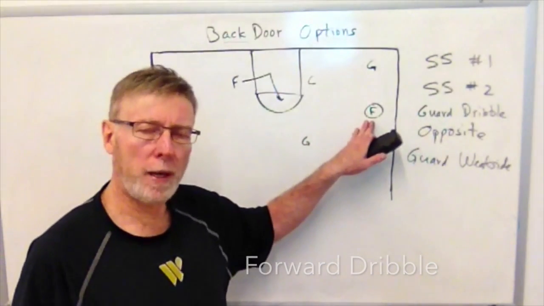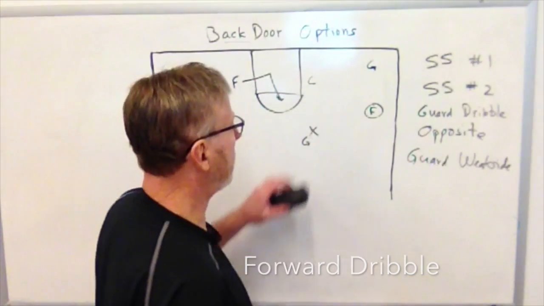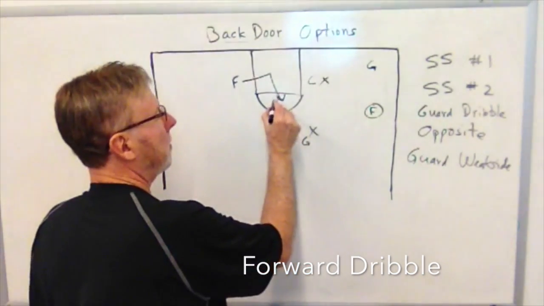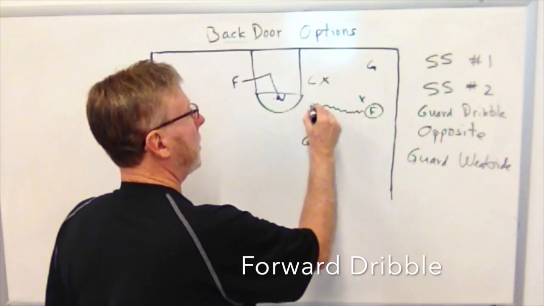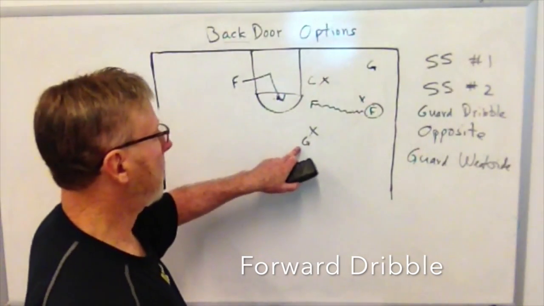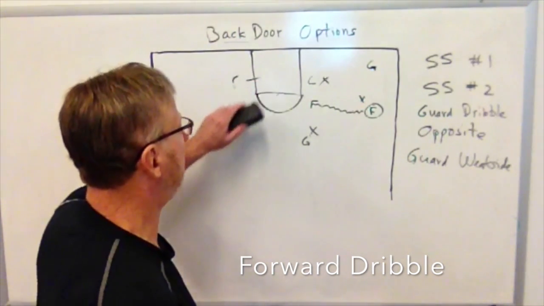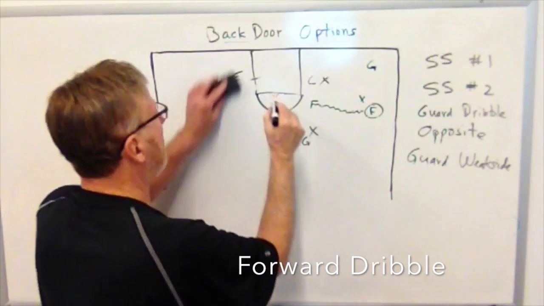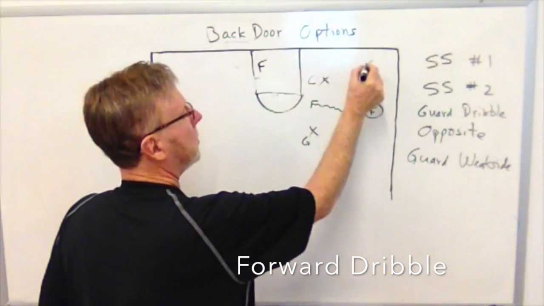We'd like to have the forward have another option, especially when we got this type of pressure here and pressure here, and maybe they're even doing a good job here. This man can drive to the elbow. On the drive to the elbow, this guard goes to the basket. This forward here goes to the basket. So whether this forward was up here or down here, he ends up going to the basket. This guard goes to the basket.